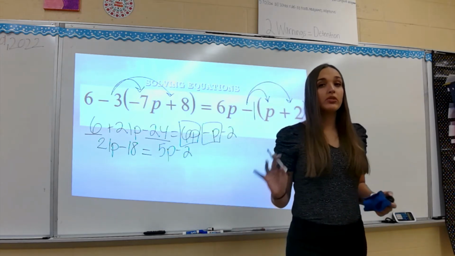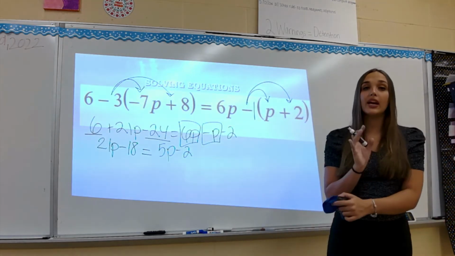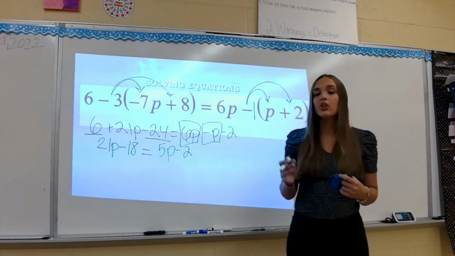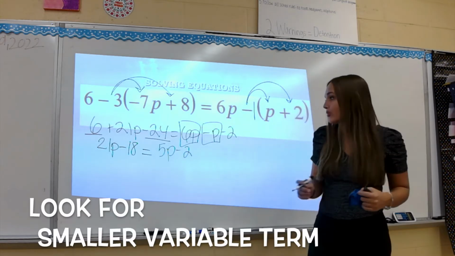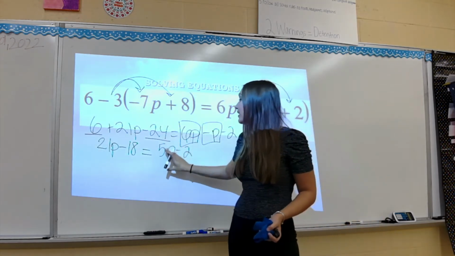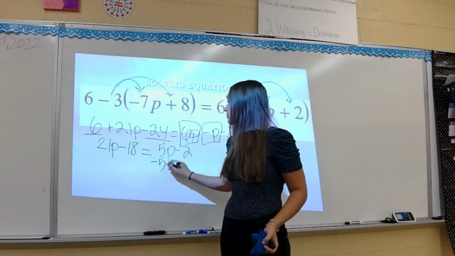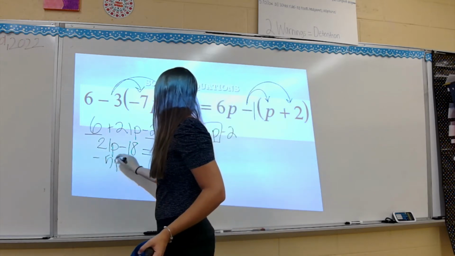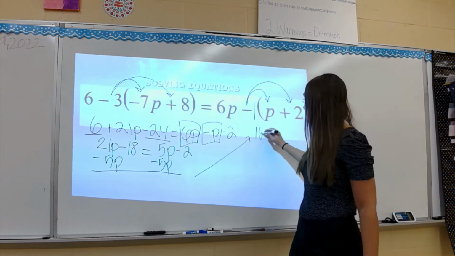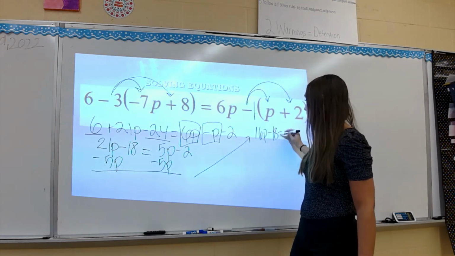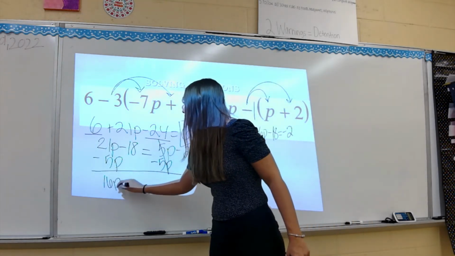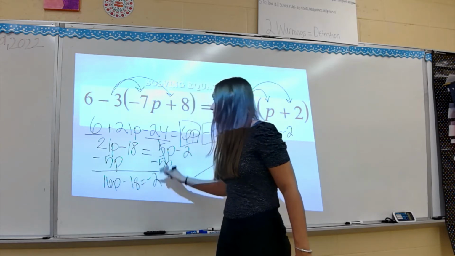Now we have the variables on both sides, but we're going to be moving things to the opposite sides to be able to get the variable alone and the constant alone. The way I always like to think about it is, which variable term is the smallest one? 21p or 5p? 5p is smaller, so I'm going to use my inverse operations to move it over. So I'm going to subtract 5p from both sides, and I get 16p minus 18 equals negative 2.